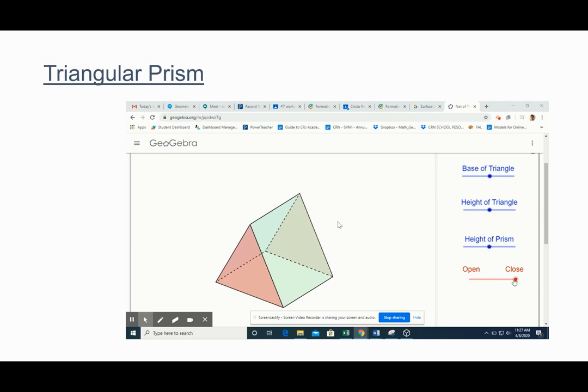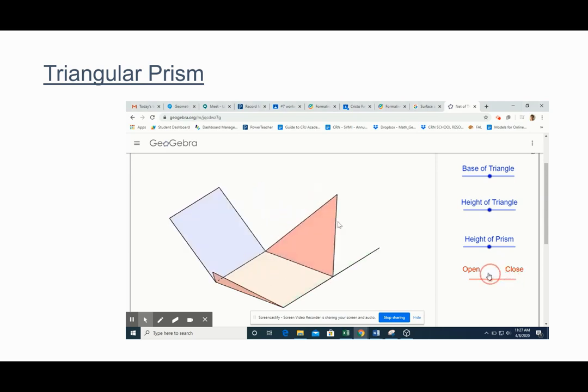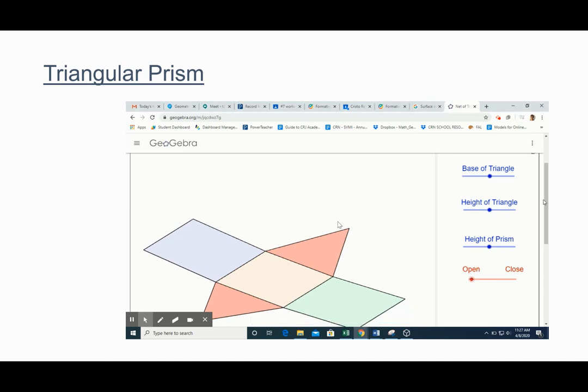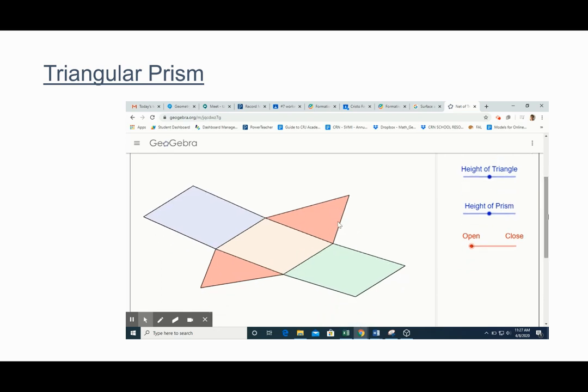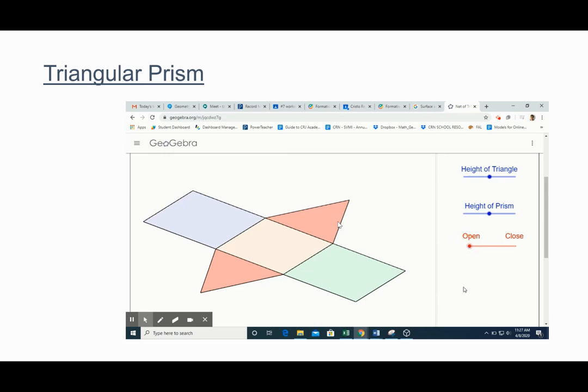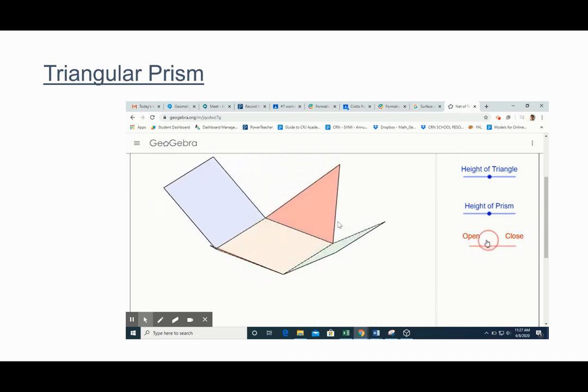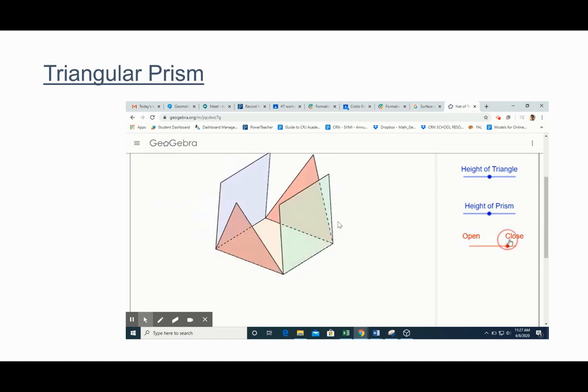So I'm going to open this up. When we look at it, we're going to be looking at each of the individual sides. We're going to open this up, and you can see that this has 2 triangles on it, but then it has 3 other shapes. So when we open this up, we create a composite figure. When we open them up, it's called making a net. But we're just looking at this right here and exploring what our triangular prism looks like.